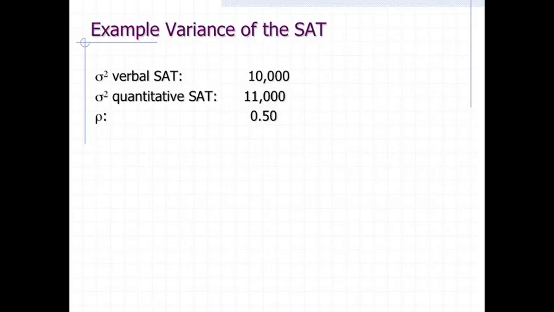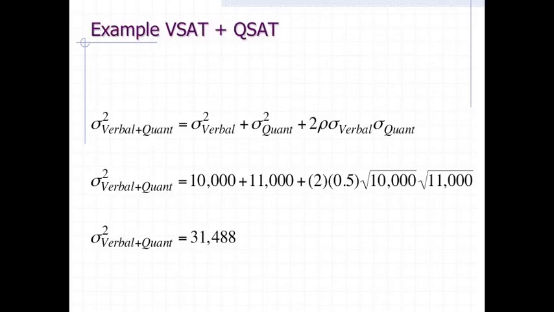For example, let's examine how we could calculate the variance of the sum or the difference between the verbal and the quantitative scores on the SAT. Assume that the variance for verbal SAT scores is 10,000 and the variance for quantitative SAT scores is 11,000. Also, assume that the correlation between these two tests is 0.5. The calculation of the variance of total SAT scores is shown here. It is equal to 31,488.